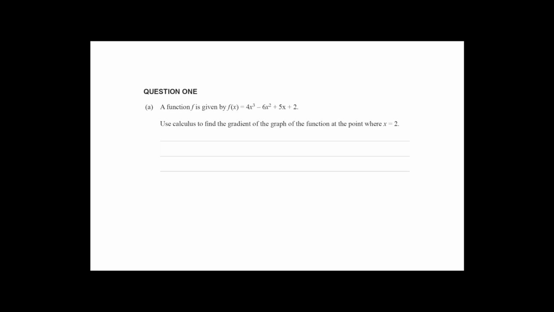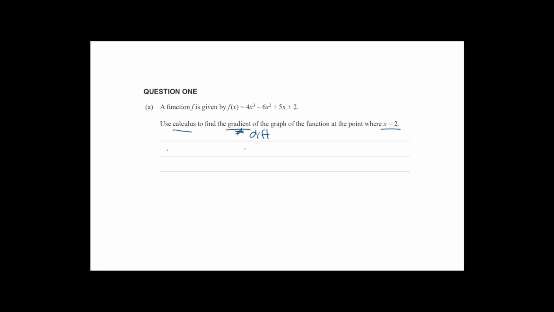Okay, so I haven't gone through the exam before. I've had a quick look at it, obviously, when I was cutting and pasting them on here, but this is my first look at it. So function f is given by f of x equals 4x cubed minus 6x squared plus 5x plus 2. Use calculus to find the gradient where x equals 2. So they're telling us here they want the gradient, so they want us to differentiate it.